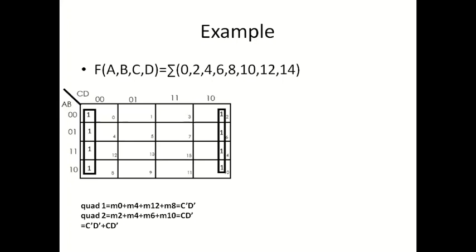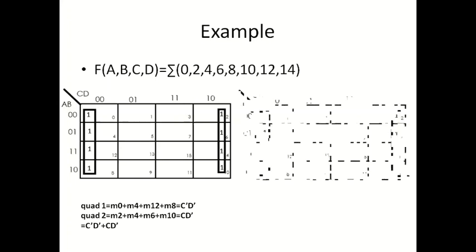Now, can you see that this expression is in reduced form? No, it is not in reduced form. It can be further reduced. If you take D complement common, then C plus C complement is 1. So this expression can be reduced to D complement. So it means this is not the right method.